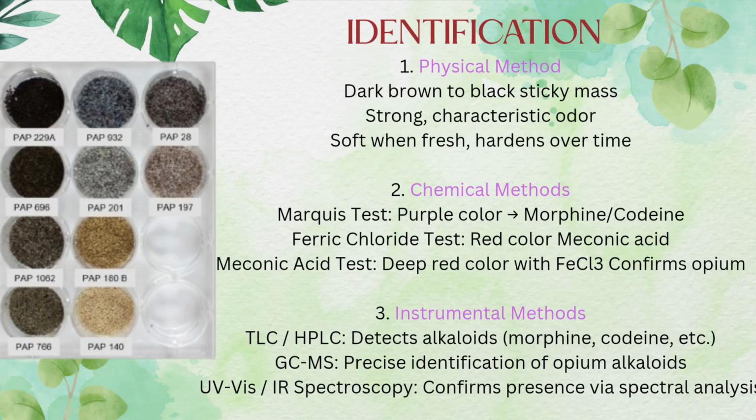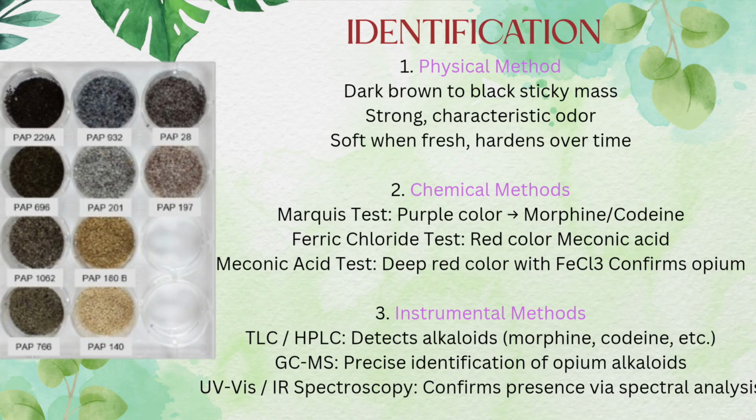Then identification. First is physical method: dark brown to black sticky mass, strong characteristic odor, soft film, hardens over time. Second, chemical method. Marquis test: purple color, morphine, codeine. Ferric chloride test: red color, meconic acid test. Deep red color with FeCl3 confirms opium.